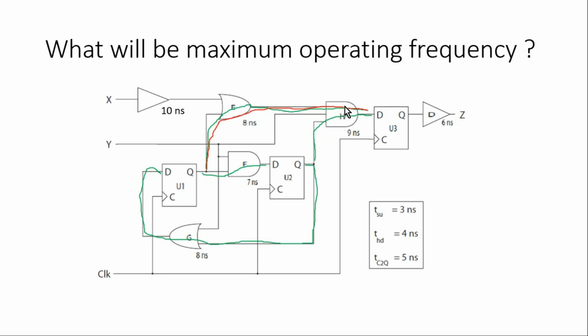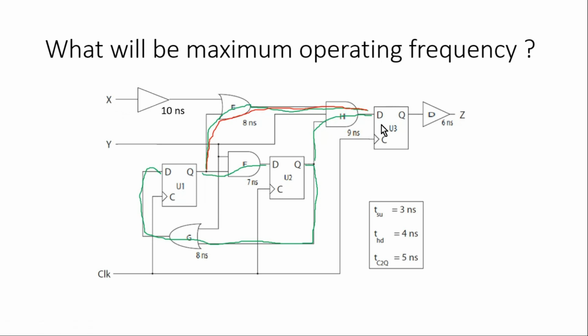But in this question, the situation or scenario is a bit changed. Keep your attention on the input X, which may be coming from other chip or may be coming from other board, but it is input to our design. And there is a huge delay of 10 nanosecond. And this delay is going to make a difference. Friends, now our new critical path will be from input X to flip-flop U3.